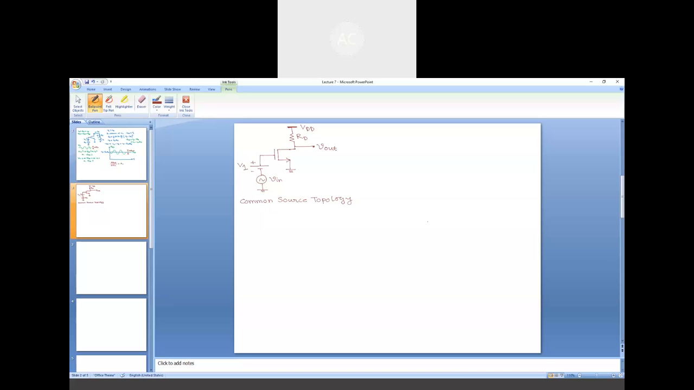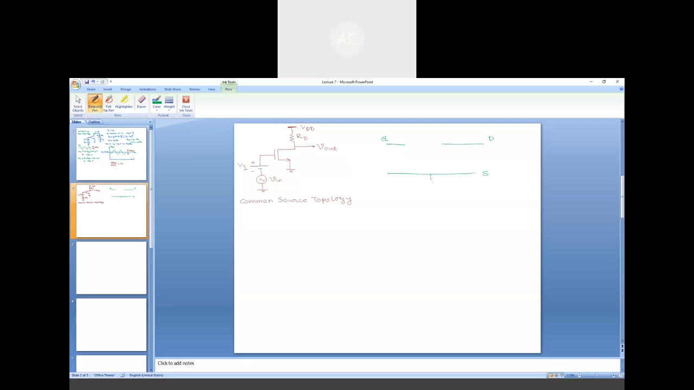Now let us see how the small signal model of this particular circuit looks like. Now we have a MOS device over here. So obviously we do have three terminals: gate, source and drain. So these are the three terminals. Let me call this my gate terminal, this is the source terminal S, and this one is the drain terminal.